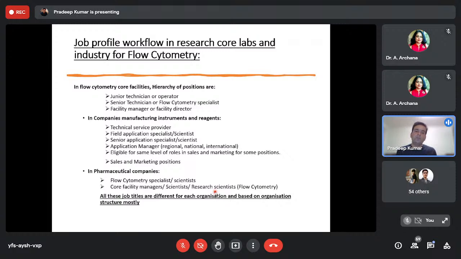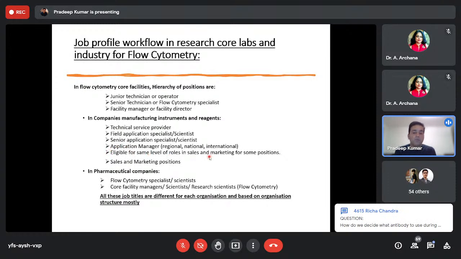In companies, we basically can work as a technical service provider, as a field application specialist, as a field application scientist, or senior application. So that's how I was in BD Biosciences when I was field application specialist. So if I would have stayed there, I would have been at this stage. But eligible for same roles in sales and marketing as well.